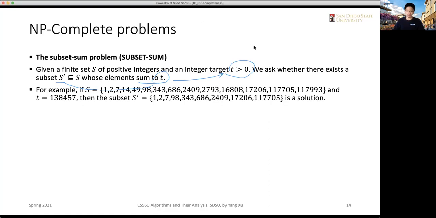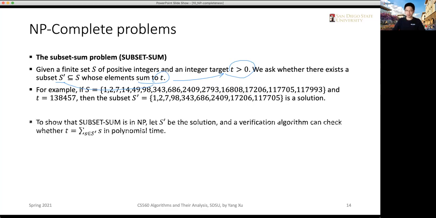Also, it's very easy to verify a solution, right? You just need to sum up all the numbers, but it's not that easy to solve. Given a solution, we can simply sum up all the numbers within polynomial time, right? So it's very easy to prove that it is within NP. But actually the problem is hard to solve.